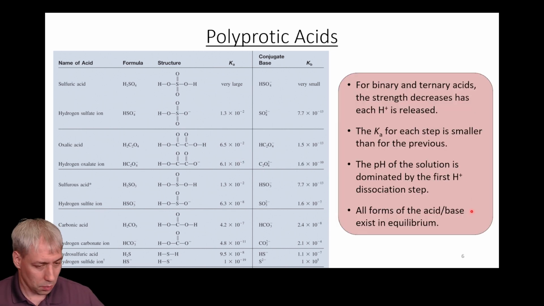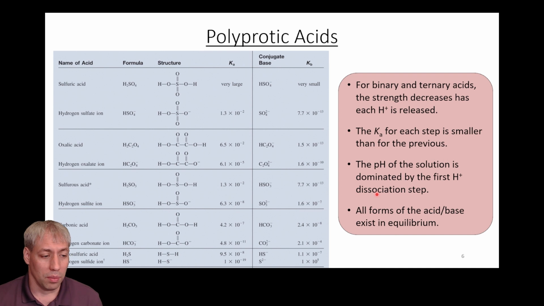Across these binary and ternary acids, the strength decreases as the H+ is released, so it's harder and harder to give up each subsequent H+ atom. You can see this in the Ka. The Ka becomes smaller as it gives up those protons, so going from the first proton to the second proton, the Ka becomes smaller. It's a weaker acid. Each step it gives up, it is a weaker acid, less willing to give up the subsequent protons.